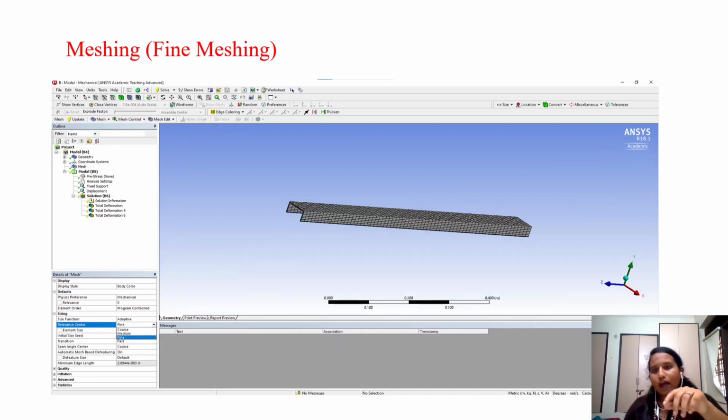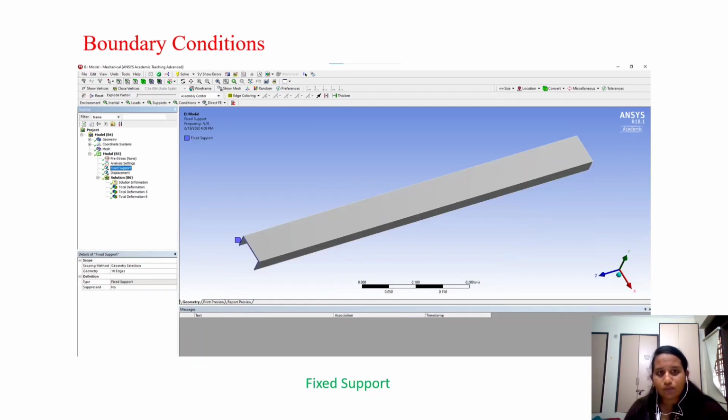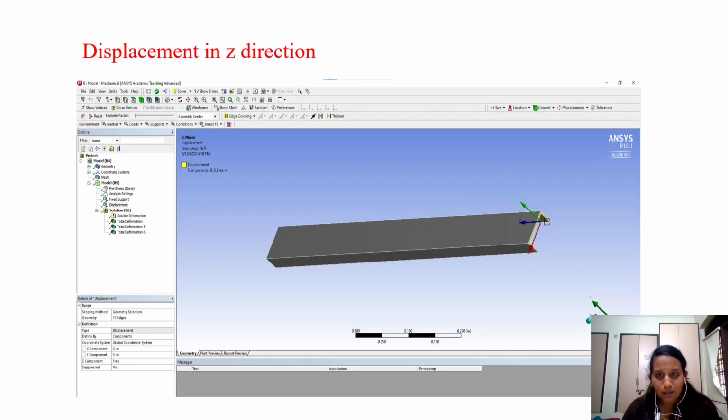After this, we give the meshing. The meshing can be of different sizes, like average, moderate or fine. Based on our structure, we give the meshing. Here I have considered fine meshing, and after that I have given the boundary conditions. As we know, a simply supported beam has boundary conditions like one end fixed and the other end roller. So I have given a hinged support at one end and a displacement at the other end.